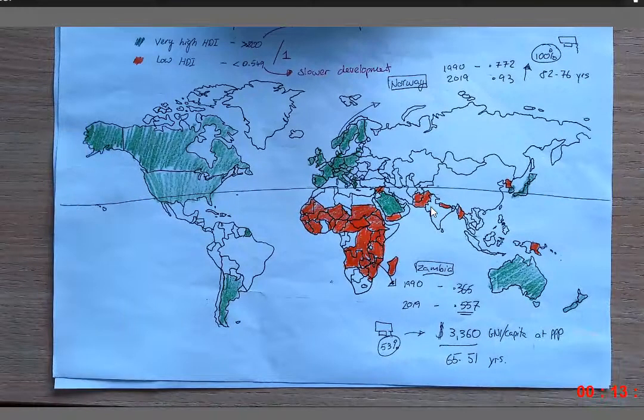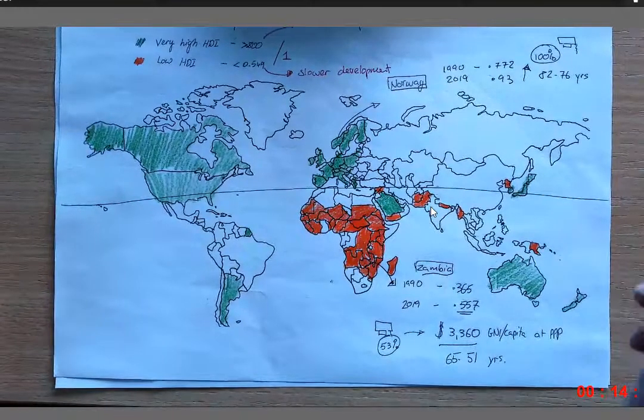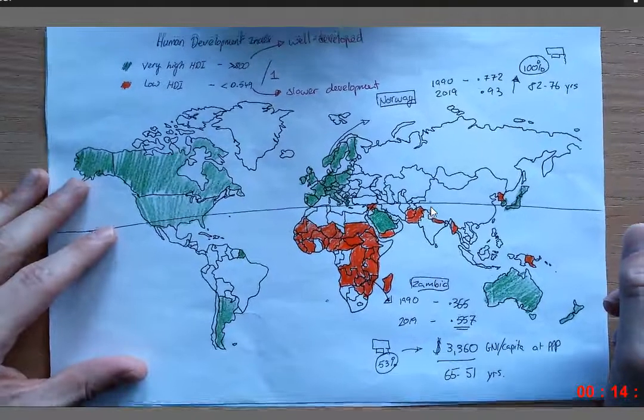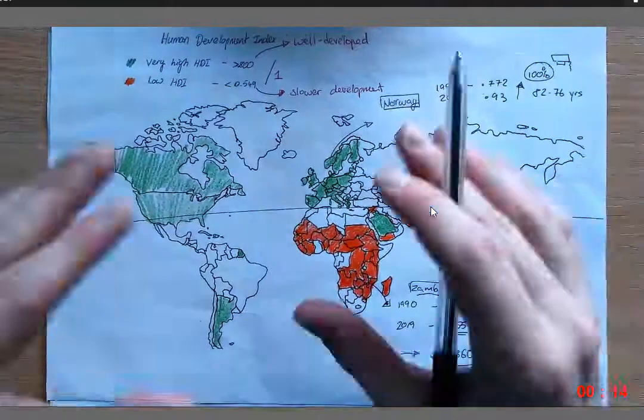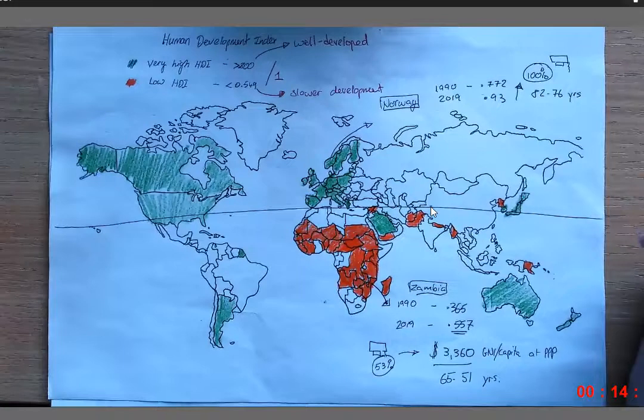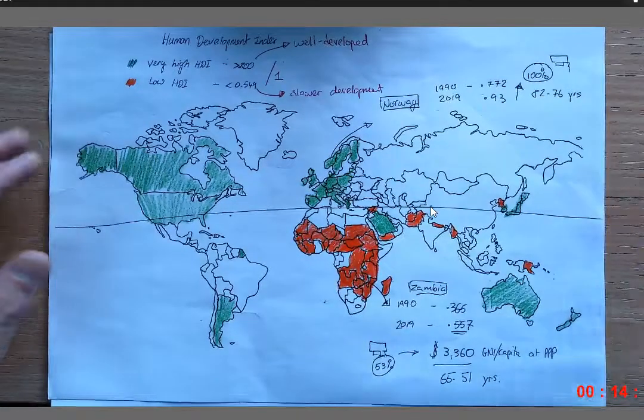So essentially that's how we're looking at things. That's how we are measuring the development of countries over time, how they're well developed, why they're well developed, and where in the world they're likely to be located, if they have a high HDI or a low HDI.